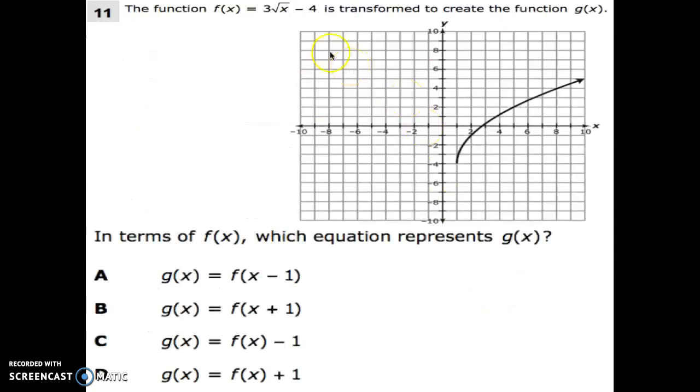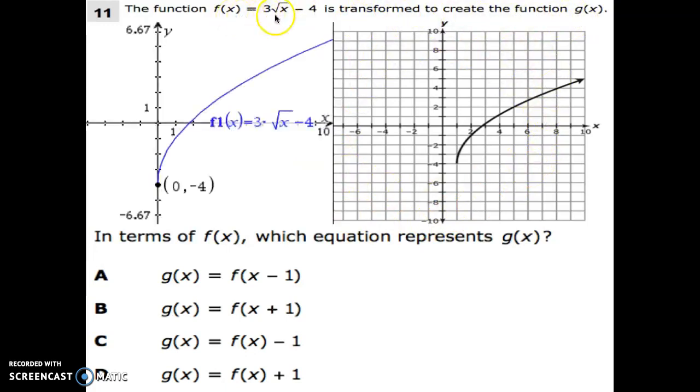Question number 11, we're given a function, and we're asked to transform it to create g of x. So the one they're giving us is actually the g of x, and you can verify that because if you graph 3 square root of x minus 4 and use menu 5,1, you can find that its starting point, so this is f of x, the one you're given, has a starting point at 0, -4, and the one over here is not at the same location. Okay, 0, -4 is right there. This is a little bit to the right, so this is at 1, -4. So it transformed.